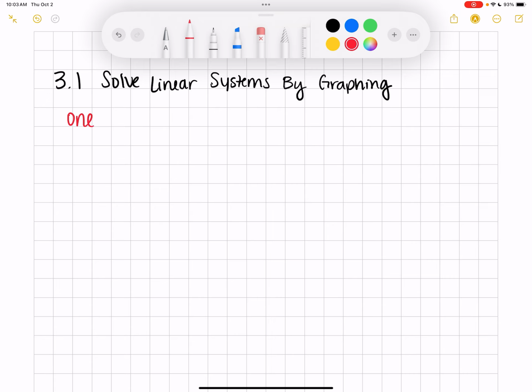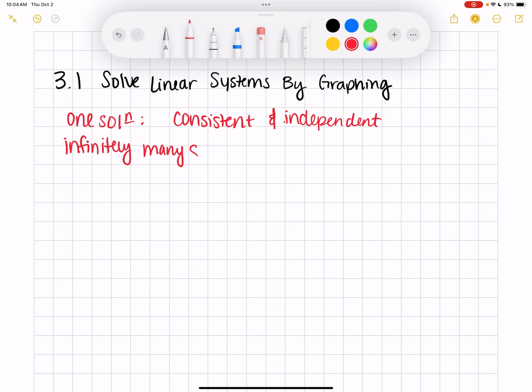So if there is one solution, you won't really need to write this down if you already did the notes, because you already have this in there. But one solution is if the lines intersect at one point, and we call this consistent and independent. It has infinitely many solutions if it is like the same line, essentially, just for reference, and we call that consistent and dependent.